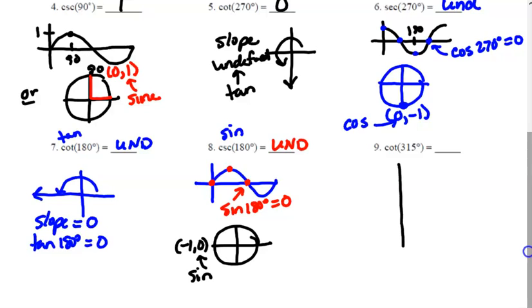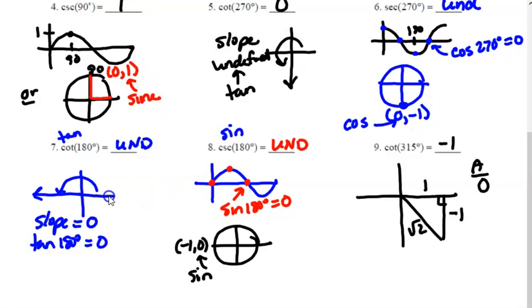Cotangent of 315. 315 has a 45-degree reference angle in quadrant 4. Its opposite side is -1, adjacent is 1, hypotenuse square root of 2. Looking for tangent, tangent would be opposite over adjacent. Cotangent would be adjacent over opposite. Either way, the answer is -1. Adjacent over opposite. So those are strategies for dealing with angles that I can't draw a triangle for, angles that are on 0, 90, 180, and 270, and dealing with reciprocal functions.